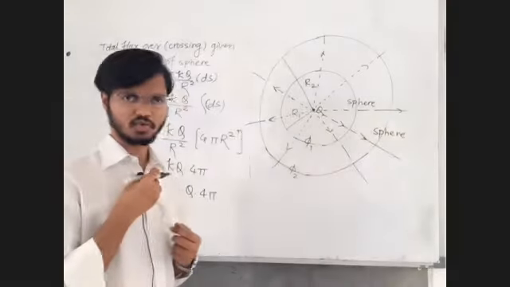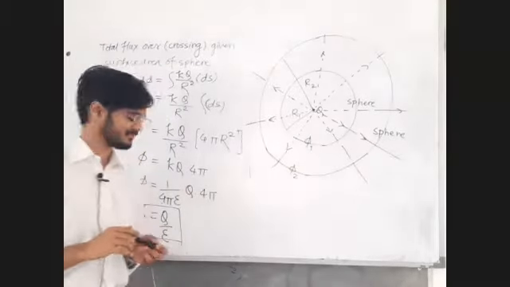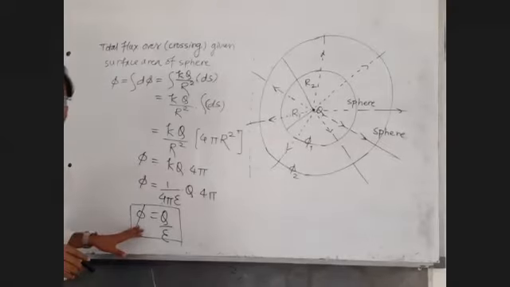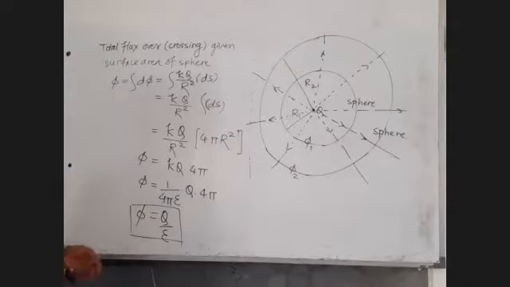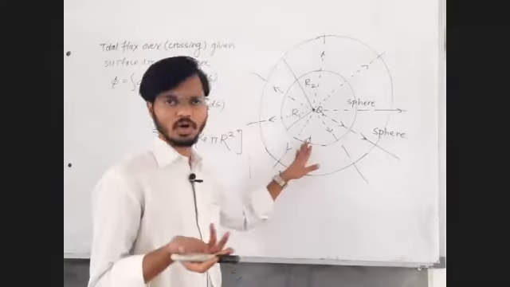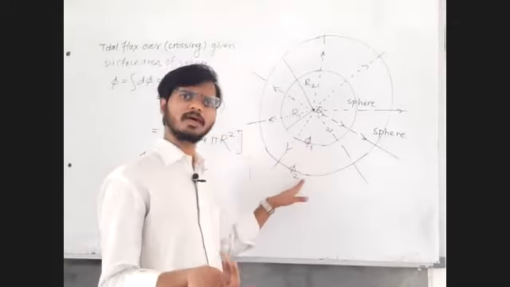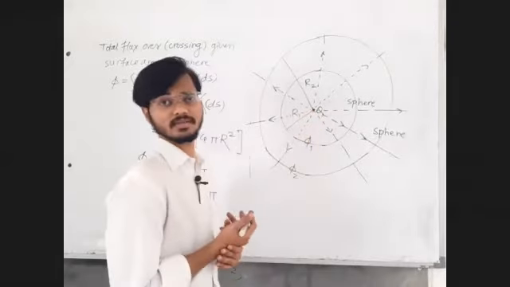Phi1 more or phi2 more? Formalize this for the sphere. We have found the formula, it is q upon epsilon. For this sphere it will be q upon epsilon. For this sphere it will be again q upon epsilon. Q is same, epsilon is same for both the spheres.